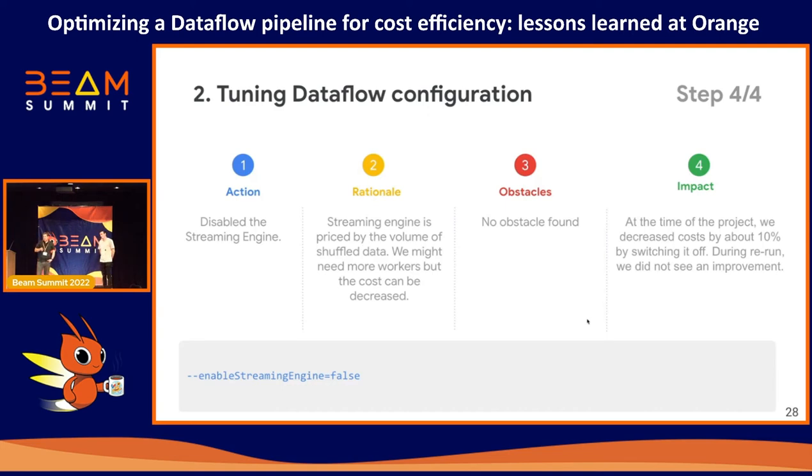And for the impact, as for the worker family, we did not observe the same result between the project phase and during the rerun. During the project phase, the costs decreased by about 10%. But during the rerun, the costs were quite similar with and without the Streaming Engine.